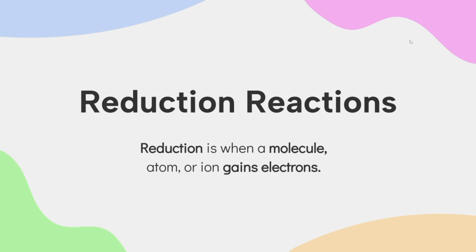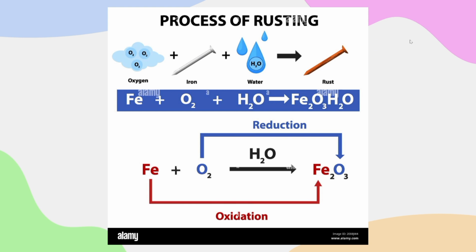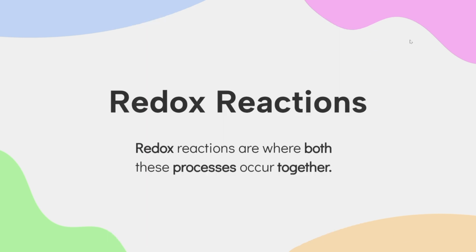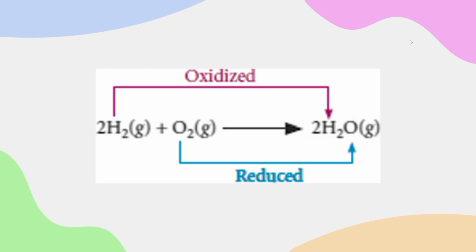And for reduction, we are doing the opposite of an oxidation, which means we're going to gain electrons. And using the same example of rusting, in this process, oxygen will gain the electrons from iron to form the same iron oxide. Next, we have the combination of both reactions, known as redox reactions. As I just said, they are when both processes are occurring simultaneously. And an example of this would be when hydrogen gas reacts with oxygen to form water, hydrogen is oxidized and the oxygen is reduced.